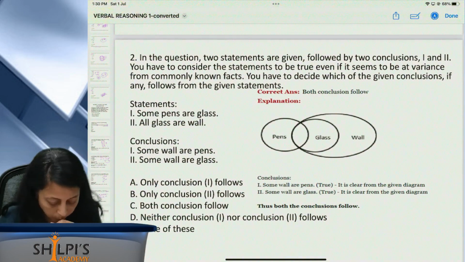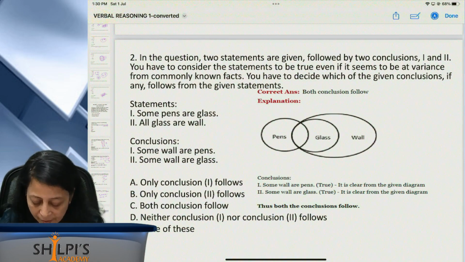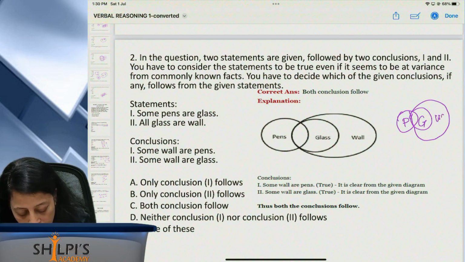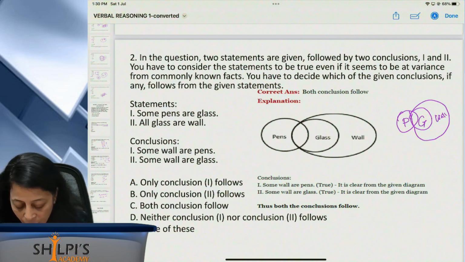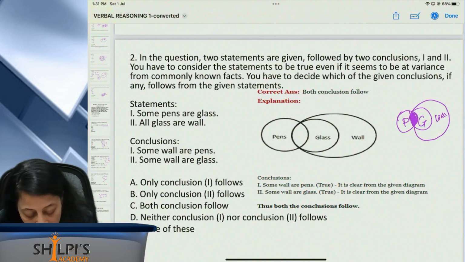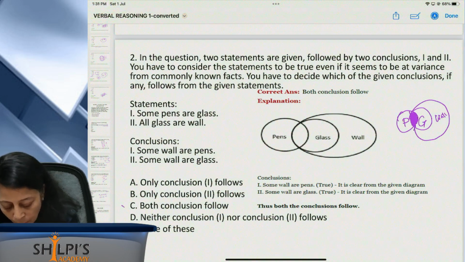In this question, sorry, in this question, 2 statements are given, same thing. Okay. Some pens are glass. Some pens, so some only. So some pens are glass. But all the glasses are walls. Now what is the conclusion that they have given? Some walls are pens. Some walls are pens, because here this part is also a pen and a wall. So this is perfect. Some walls are glass also, same thing. The same part also you can take it up. So both the conclusions are true. So the answer is both the conclusions follow.